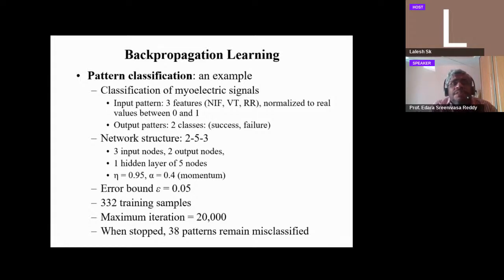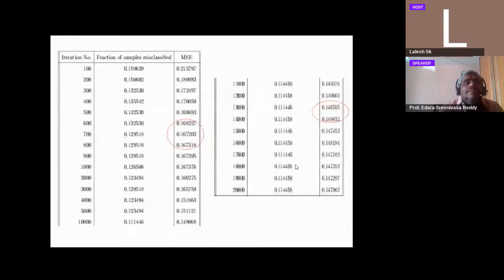And if they are large values, they must be normalized. The output patterns have two classes, success or fail. The network structure is 3-5-2, meaning 3 input nodes, 5 nodes in the hidden layer, and 2 output nodes. The learning rate eta is 0.95, momentum is 0.4, and the error bound is 0.05. That means whenever the error reaches 0.05, it will stop. He has given 332 training examples. The maximum number of iterations is set to 20,000, so it stopped, and even then 38 patterns remain misclassified. So this is the output of this example.